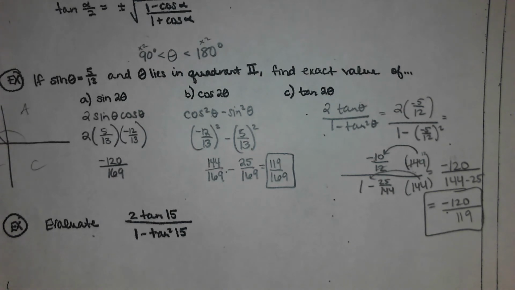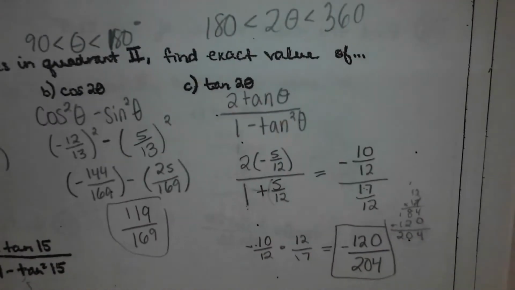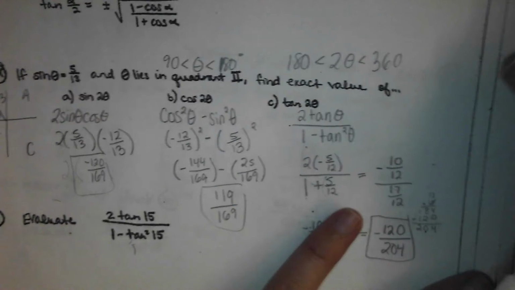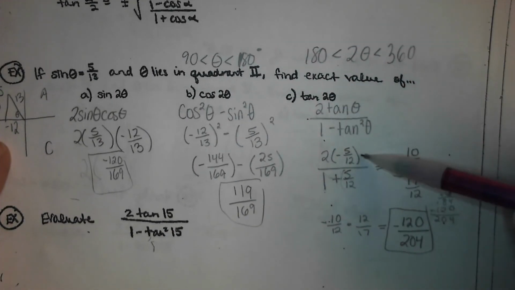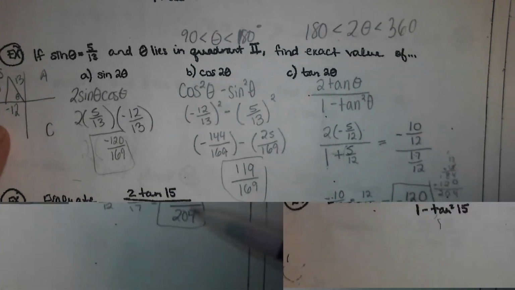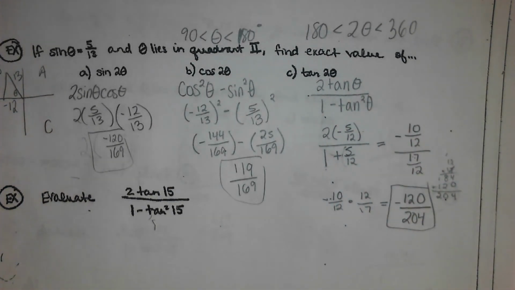Joey, what'd you get? Negative 120 over 119. Anybody get anything different? Okay, negative 120 over 119 is correct. So I'm going to show you Sarah's first. So 2 times the tangent of theta, which she used negative 5/12, over 1 minus the tangent squared of theta, 1 plus 5/12.